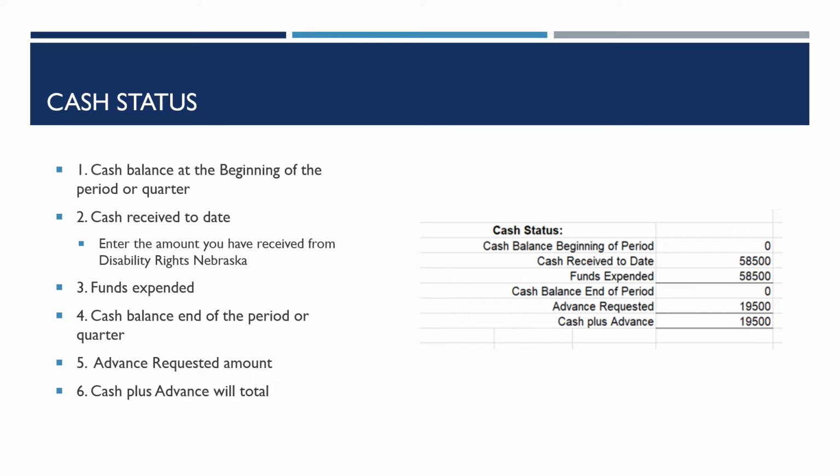Next, enter the cash status for this time period. Enter the cash balance at the beginning of the period. Then cash received to date will be the amount of state funds from Disability Rights Nebraska. Enter the amount of funds expended. The cash balance end of period will calculate as you enter information. Enter the advance requested amount for this report.